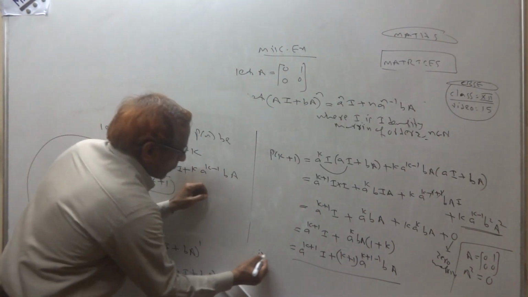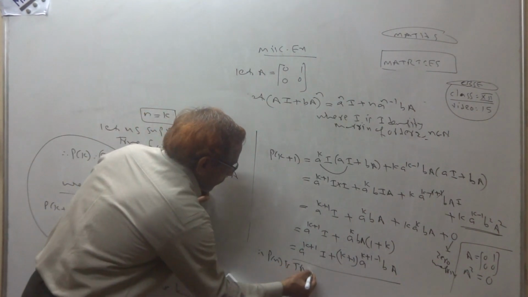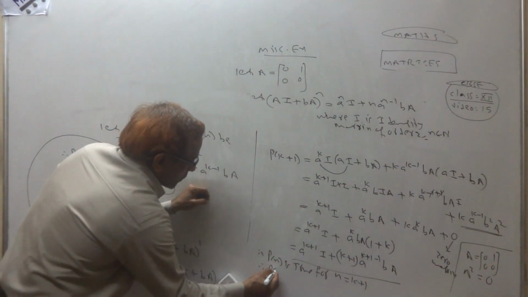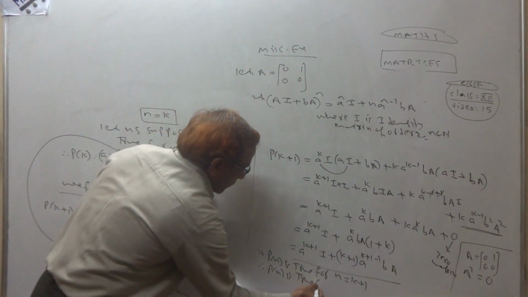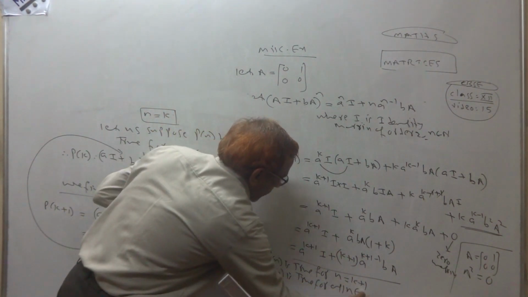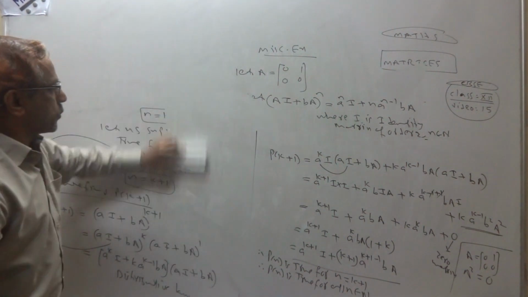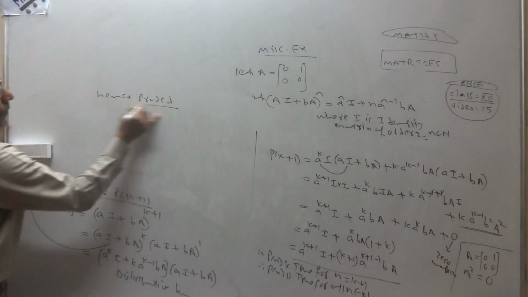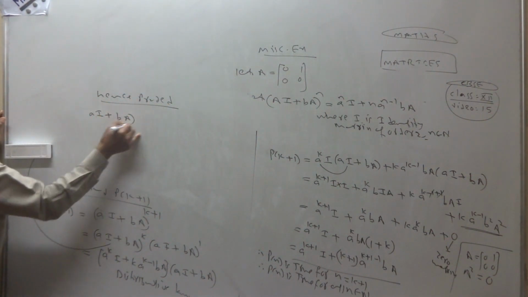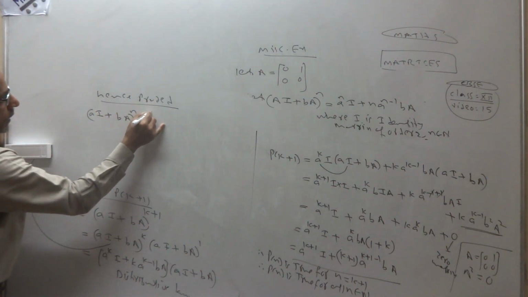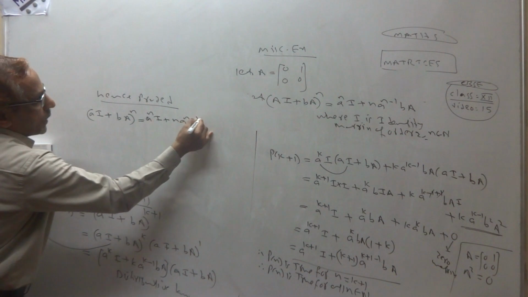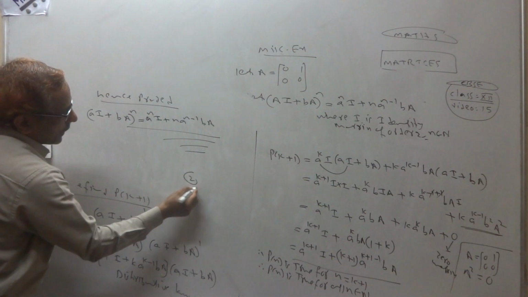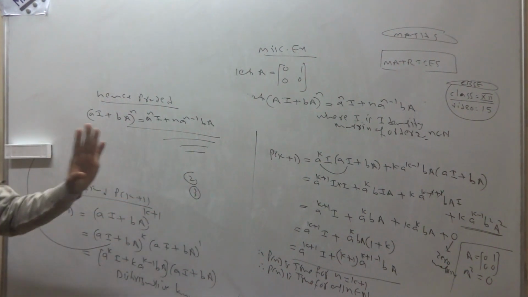Exactly correct. Therefore P(n) is true for n equal to k plus 1. Therefore P(n) is true for all n belonging to N. Hence proved. Finally, you should write: hence proved, (A I + B A)^n is equal to A^n I + n A^(n-1) B A. This is completed, so we did the first question. The second and third are of the same type, you can try. So we stop today. Thank you.